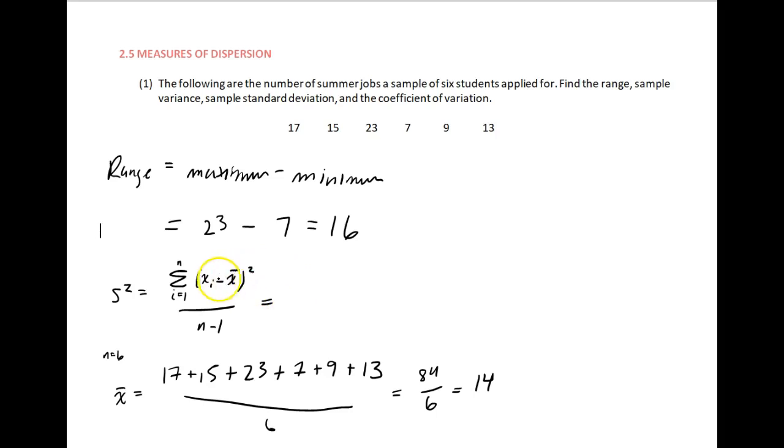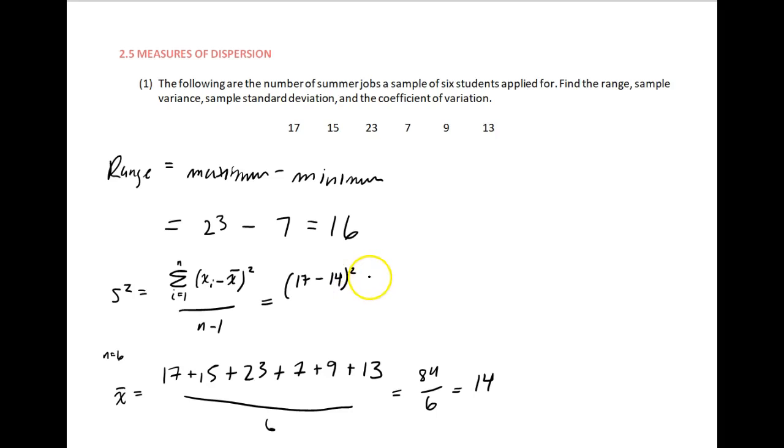So this is just saying the summation of every x sub i minus the mean, and then you're squaring that. And so you're summing up all of the squared deviations from the mean. So you'll see what I mean here in a second. Okay? So the first x sub i that we're going to look at is 17, because that's the first data point. Then you're going to minus off the mean of 14. You put that in parentheses and square it.